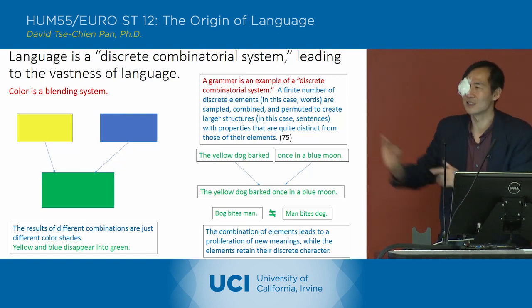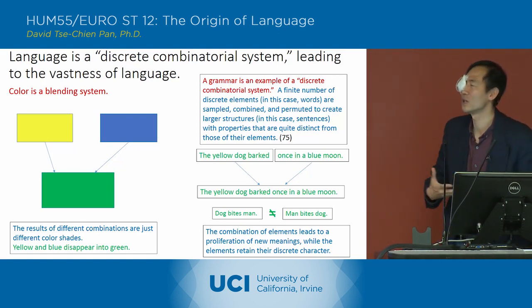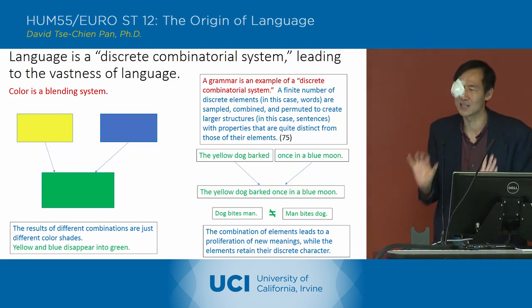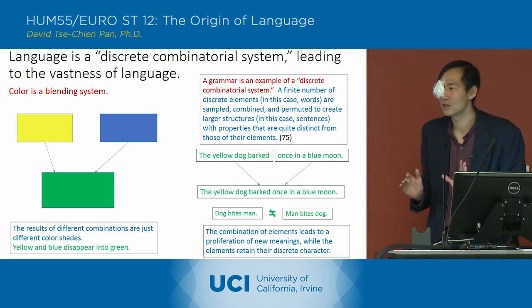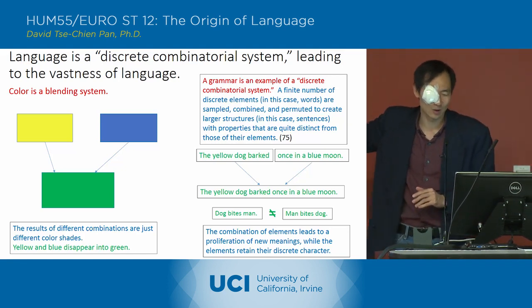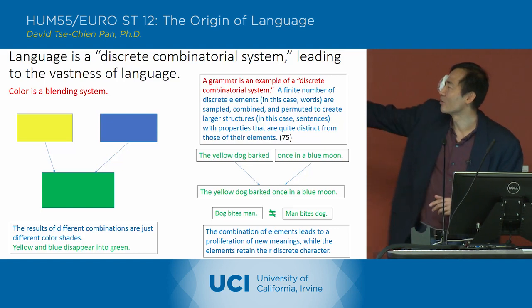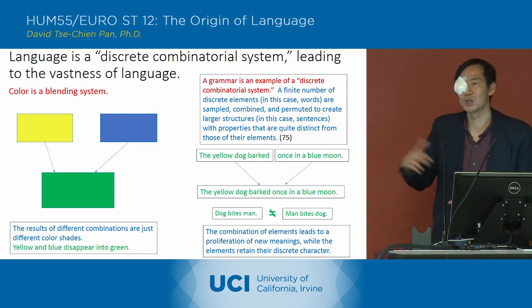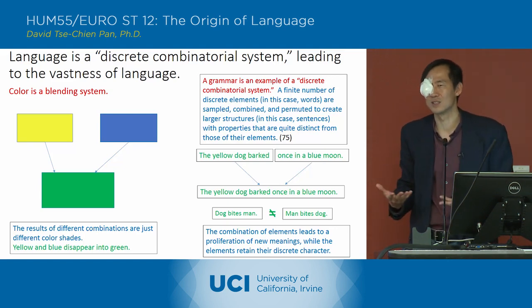It's not like the yellow and the blue shades that then disappear in the green. You've still got the same elements in the new structure, and they still stay discrete. In addition, the other example that he gives very frequently is dog bites man and man bites dog. Those are the same three elements. The three words remain the same. You put them in a different order, and then they have a totally different meaning.